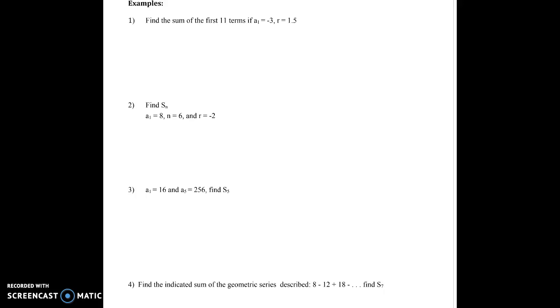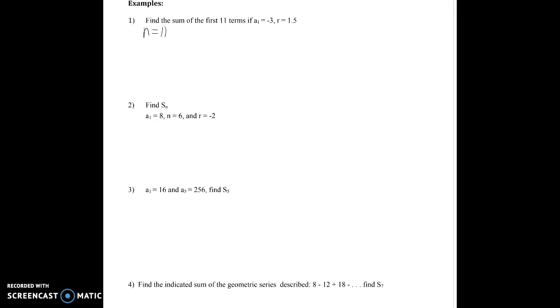This is our second geometric series video. We're going to go through a couple examples. First example says to find the sum of the first 11 terms, which means our n is 11, given a1 is -3 and r is 1.5.